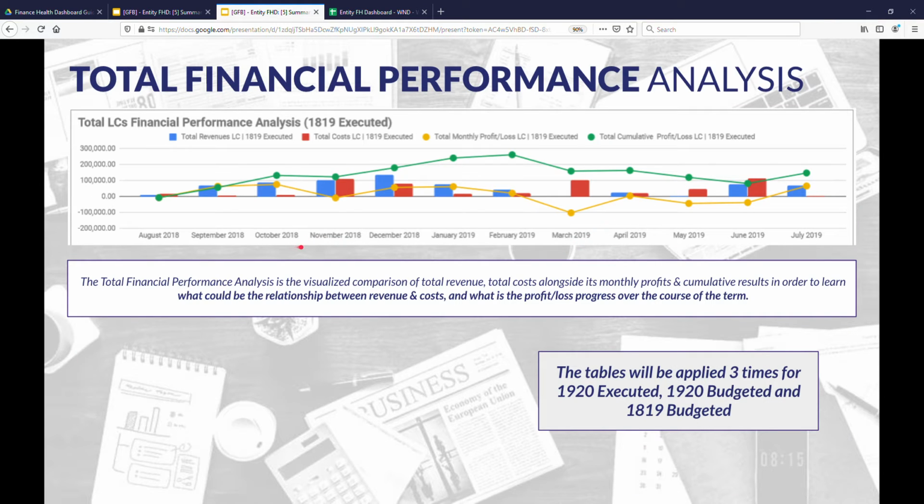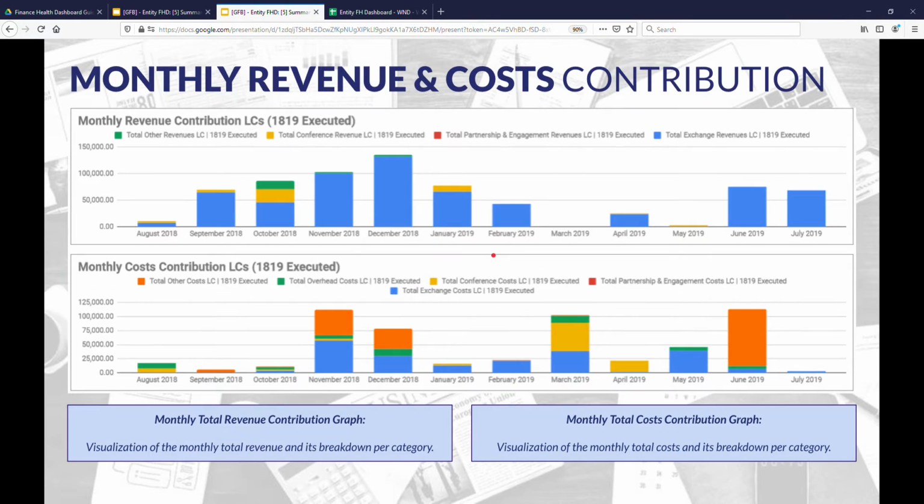Then there will be an accompanying graph here, which is basically total revenue LC, total cost LC, total profit, and cumulative. So you can see how the progress of each revenue and cost would be related to one another between monthly profit and cumulative profit. You can see the relationship in terms of totals. Then there's also another part here, which is monthly revenue and cost, based on each category. For revenue, there are 4 categories, and for cost, there are 5 categories. So you can easily visualize which category is bigger and which is smaller.